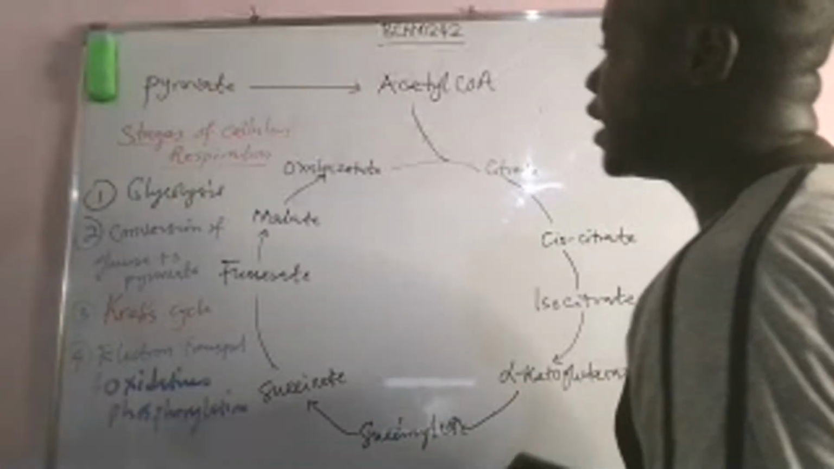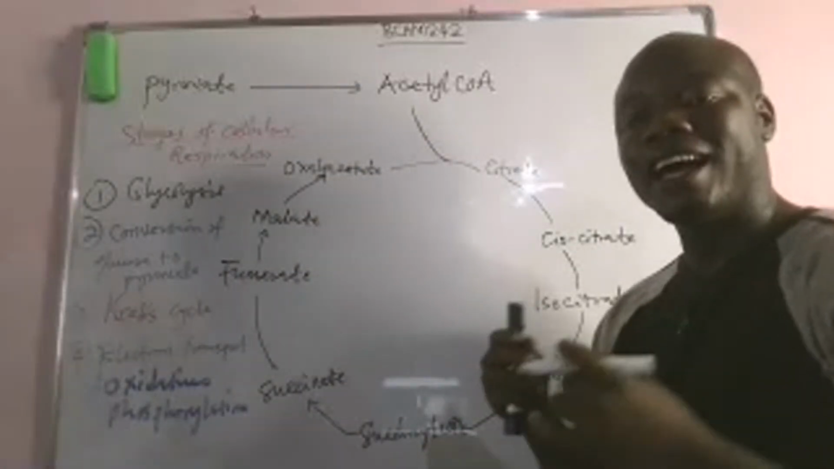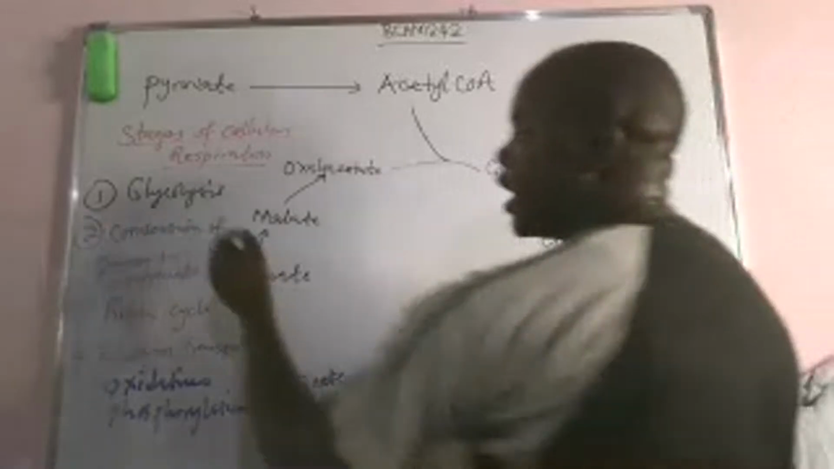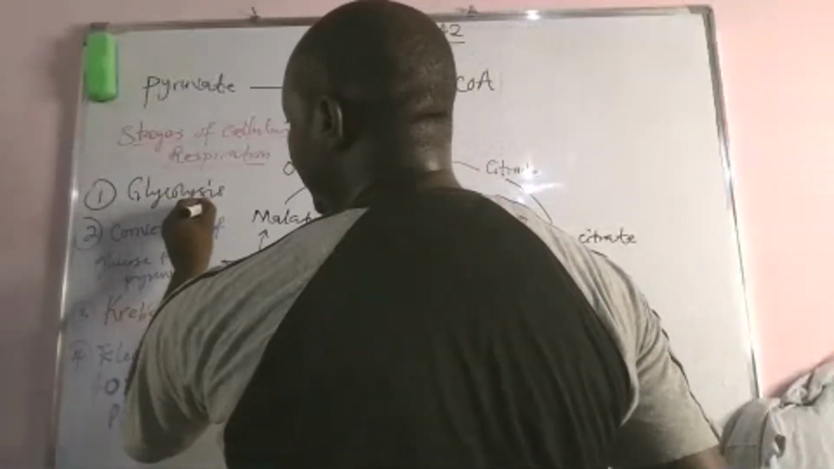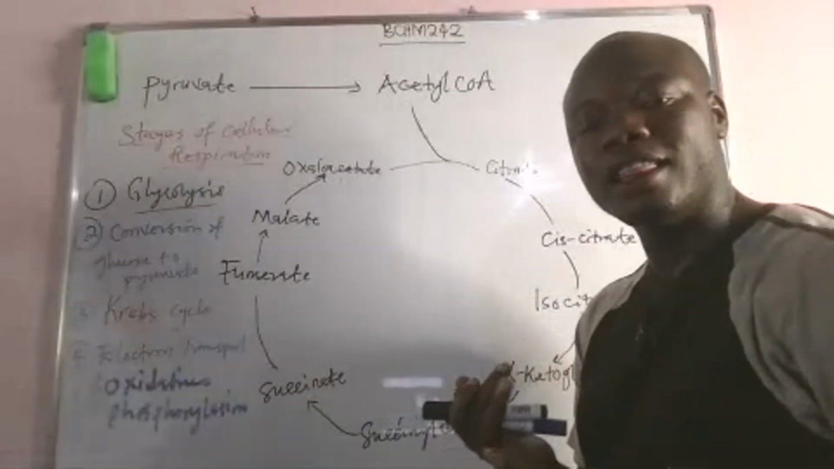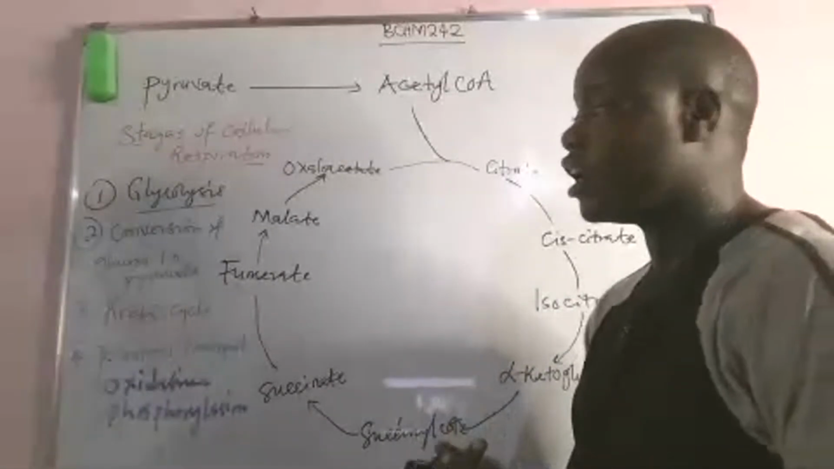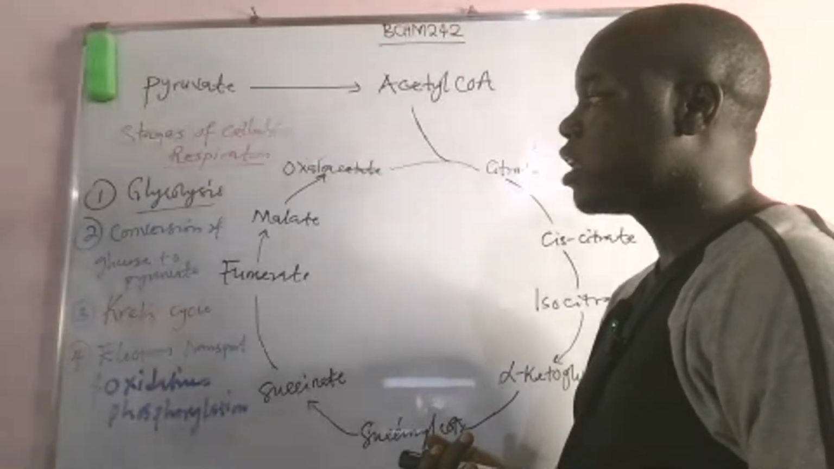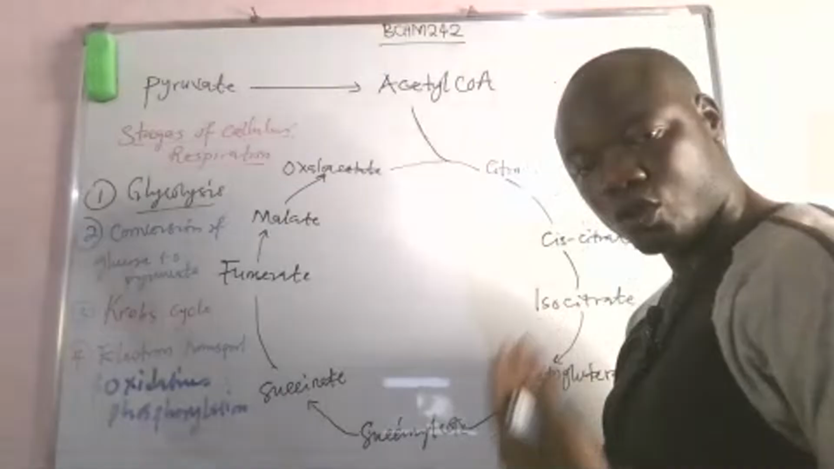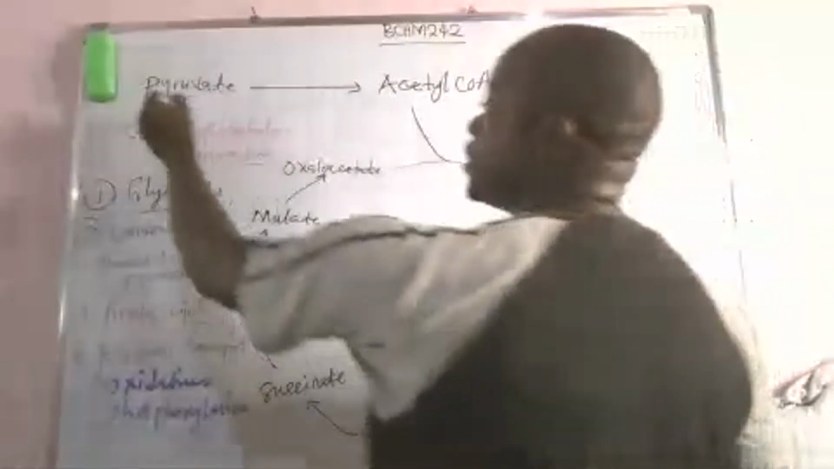So these are the 4 stages of cellular respiration. I think we discussed the different aspects of glycolysis. Glycolysis occurs in the cytoplasm, so pyruvate is generated in the cytosol. Remember, for those of you who attended our last lecture, the pyruvate is generated in the cytoplasm.